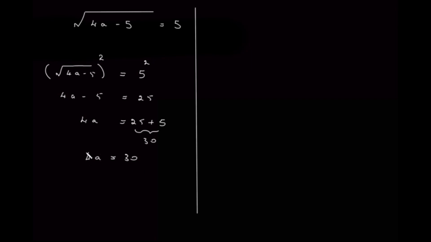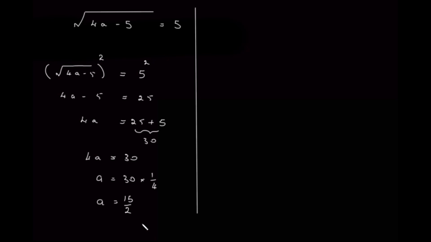Want a on its own, so we need to get rid of the 4. The 4 is multiply. Take the 4 over the other side, it becomes divide, which is the same as multiply by 1 over 4. Okay, so a is equal to half of 30 is 15. Divide that by 2. Yes, so it is in fact 15 over 2. Yes, my brain's not working very well.